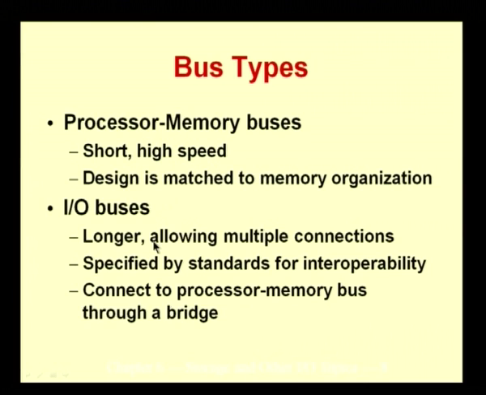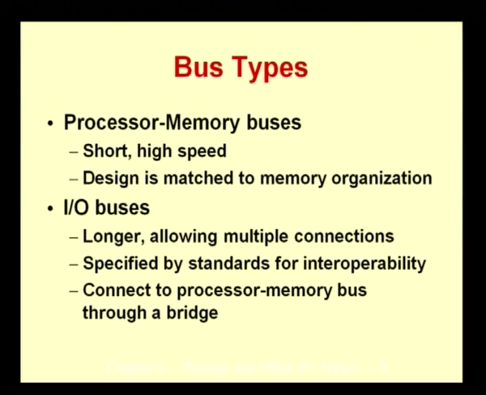So, when we talk of bus in the context of a processor, normally we talk about processor memory bus and IO buses. You can look at this as two different types of buses. Processor memory buses are typically short, in the sense that the length of the buses is short, and they are normally high speed. The design is such that it is normally matched to the memory organization, that is, to the speed of the memory and to the way in which the memory is organized. So, this is how the processor memory buses are normally designed.